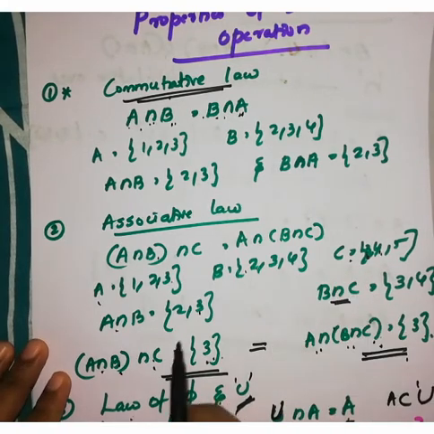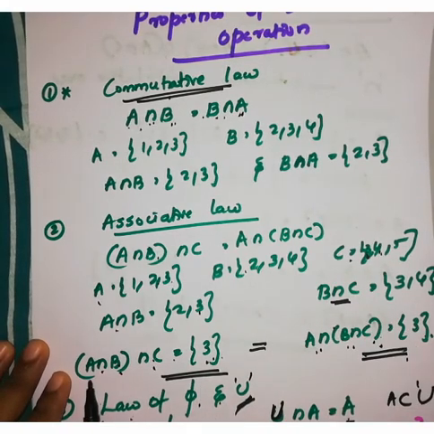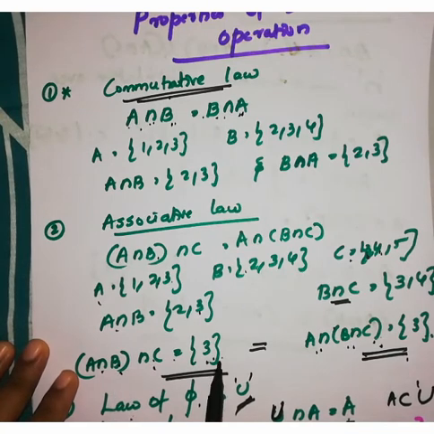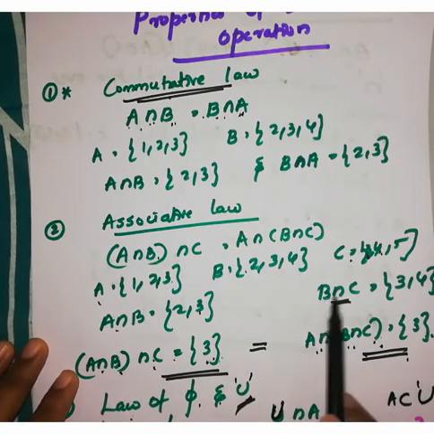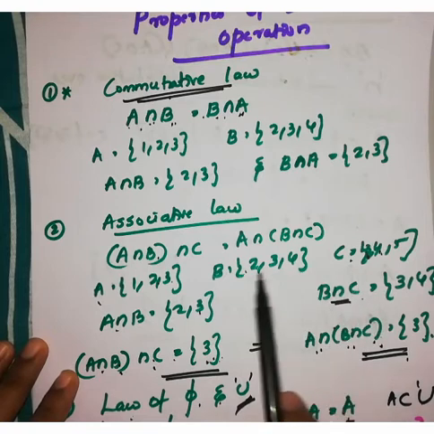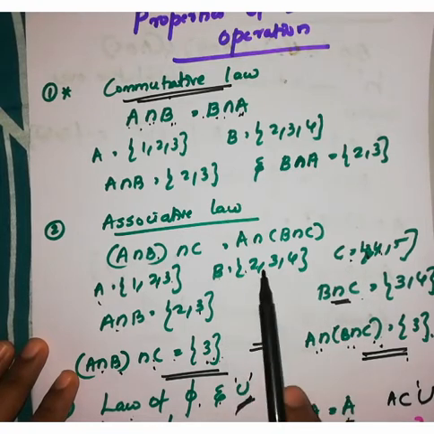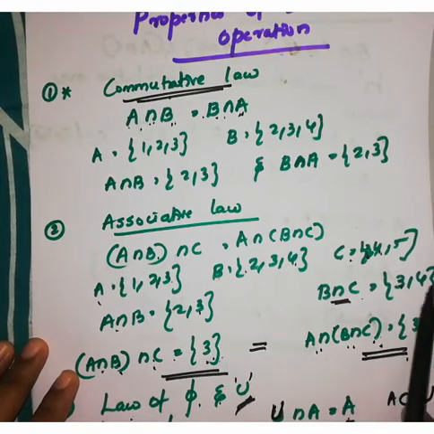What are the common elements of this set? 3. So A intersection B is 3. Next we are considering B intersection C. B intersection C is the common elements of B and C, which is 3, 4. So the set is 3, 4.